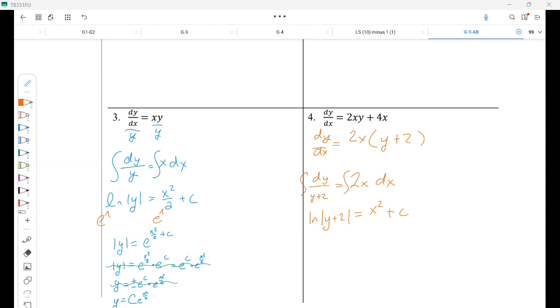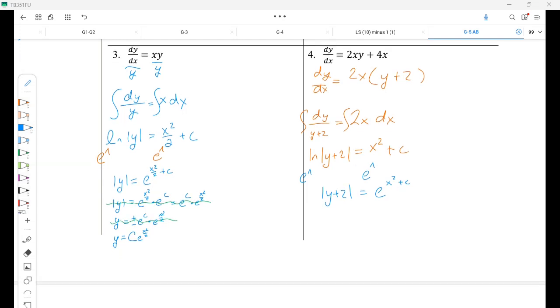So again, this follows the pattern to the left, where we're going to exponentiate both sides, which is going to give us the absolute value of y plus 2 equals e to the x squared plus c. And that plus c at the end is really a constant coefficient out in front. That's what we did in two steps that I crossed off yesterday.